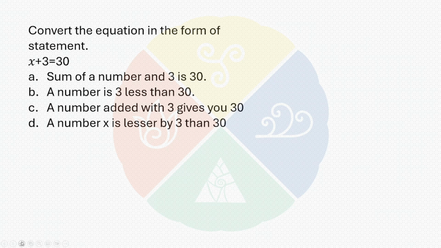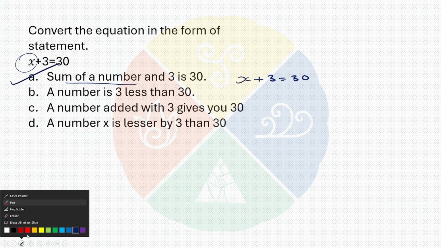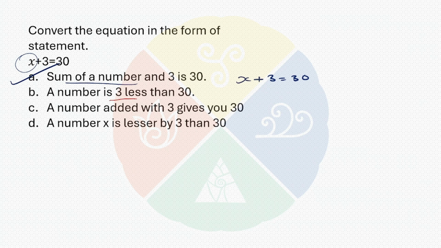Check all the options. Pause the video and answer, okay? I'm going to give you the solution. x plus 3 is equal to 30. So there is a random number; let's call it x. The sum of a number and 3 is 30. Okay, the first statement works. You have to check the other ones also. A number is 3 less than 30.